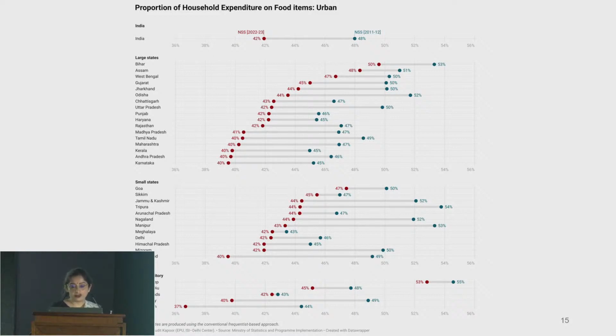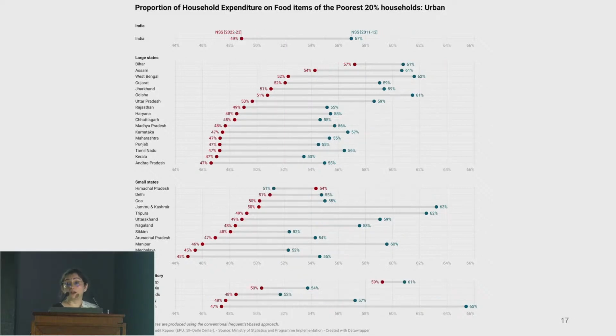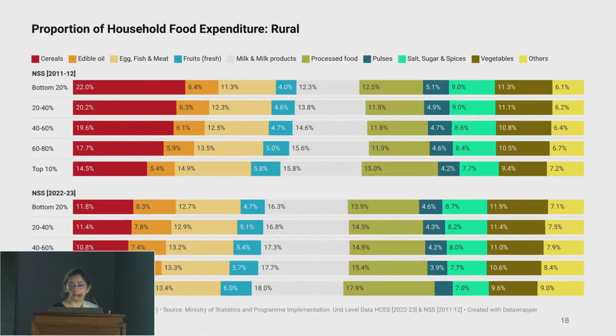If you're looking at urban, again, some of the biggest declines are happening in the poorest parts of the country. UP, you look at Bihar, West Bengal, so on. What about the poorest 20%? So the poorest quintile, the decline is again quite severe, and again happening in some of the poorest states of the country. This is also an urban phenomenon, meaning the poorest 20% for urban India.